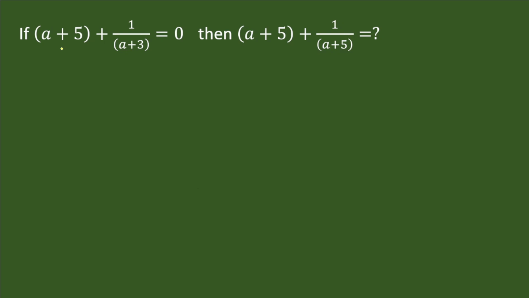Today in this session, we'll solve this algebraic problem. Here it is: if a plus 5 plus 1 over a plus 3 is equal to 0, then we'll have to find the value of a plus 5 plus 1 over a plus 5. Here it is a plus 3, and we'll have to find the value of 1 over a plus 5.